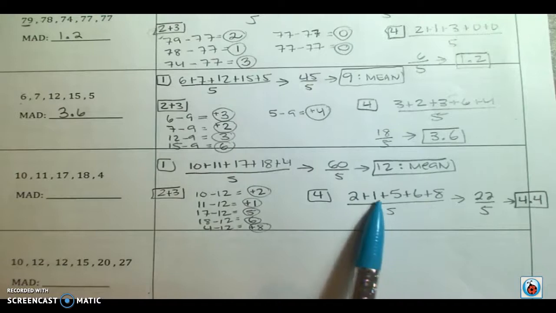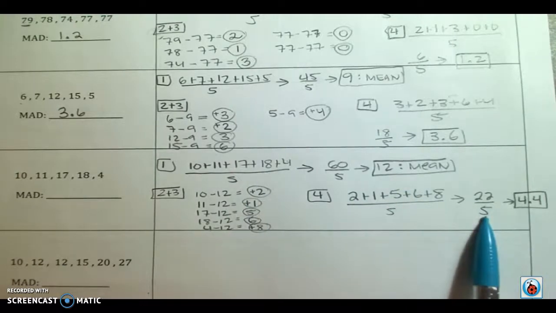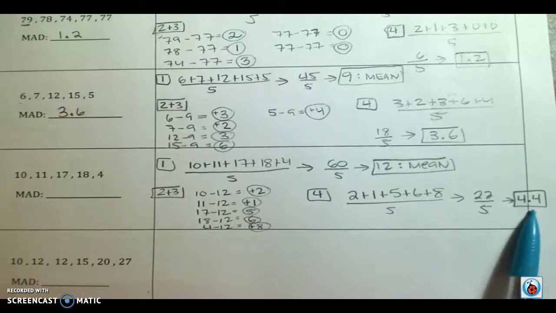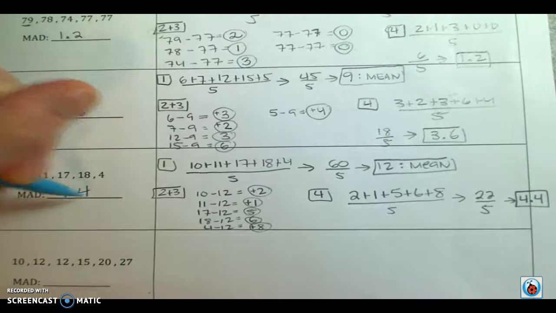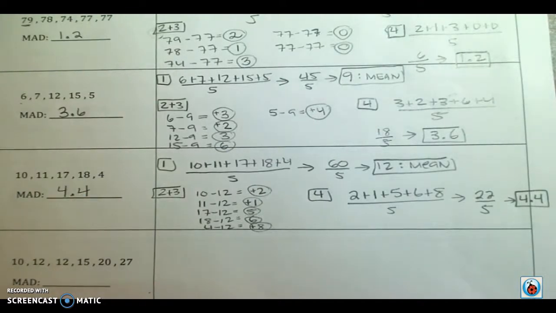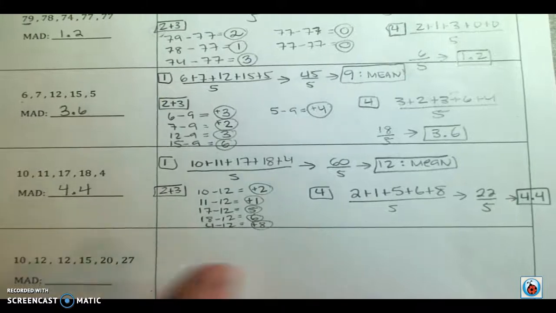Okay, final step was to find the average of those distances. You should have gotten, when you add them up, 22 over 5, which is 4.4. So the mean absolute deviation is 4.4. All right, now it's time. I want you to go through all 4 steps on your own with number 4 and then check back in. Pause the video, and when you've found the MAD for this, hit play to see how you did.